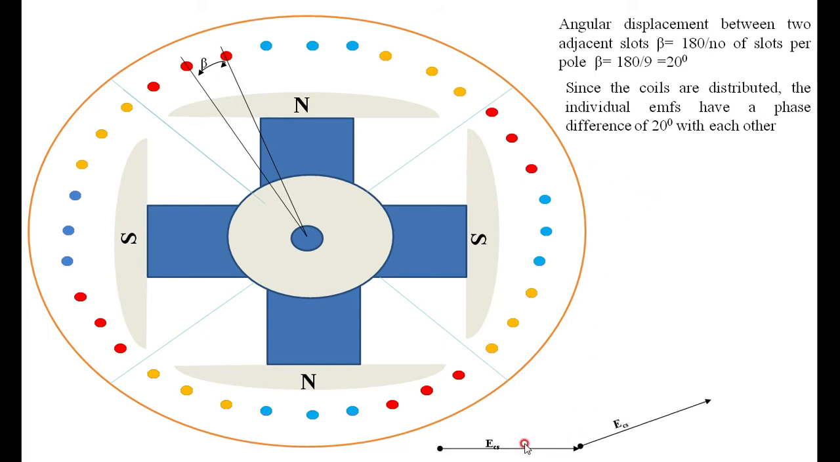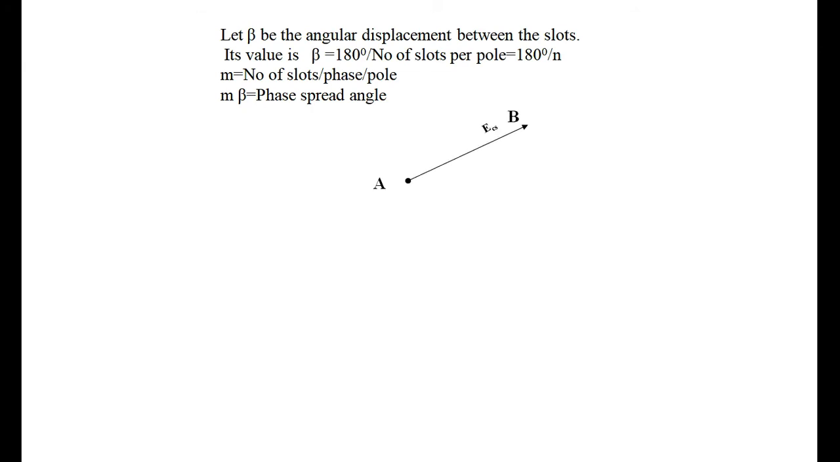Here we have ECS, ECS and ECS, all displaced from each other by an angle of beta, which in this particular case is 20 degrees. Therefore, we get a resultant voltage. In the concentrated winding, it is the arithmetic sum. In the case of distributed winding, the total voltage is the phasor sum. Therefore, the distribution factor is defined as the voltage induced in the distributed coil to that in the concentrated coil. That is the general equation derived in the last session.